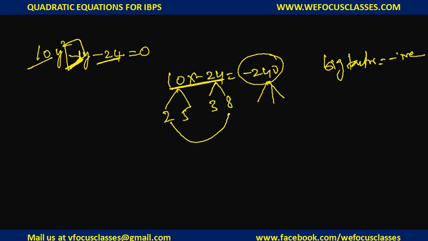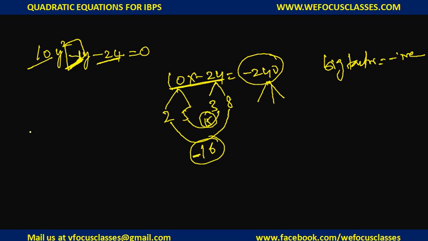Now you see 2 into 8 is 16. 5 into 3 is 15. So what is the difference between them, friends? That is 1. And which is the big factor? Big factor is 16. So it must be negative, friends. So you got the factors as 15 and minus 16. So these are the two factors.